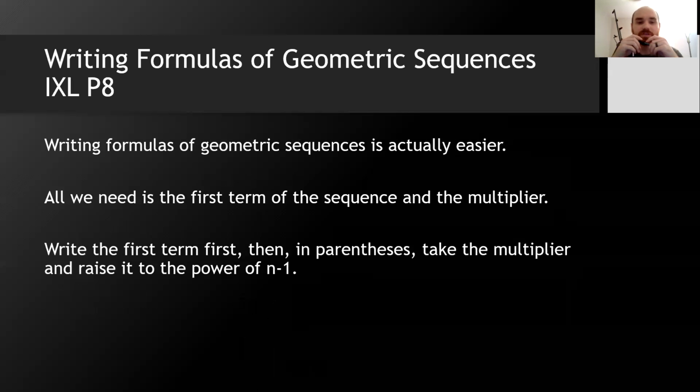Now, geometric sequences are actually easier, despite the fact that they're much larger numbers and they go up much faster. All we need in a geometric sequence is the first term of the sequence and the multiplier. We're going to write the first term first, then in parentheses, we're going to take the multiplier and raise it to the power of n minus 1. And we're literally going to write n minus 1 when we do this formula.